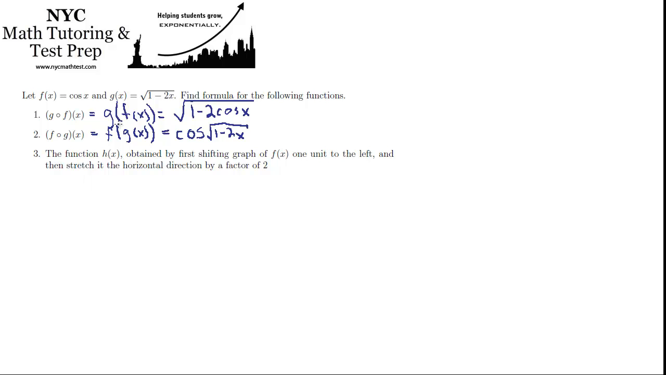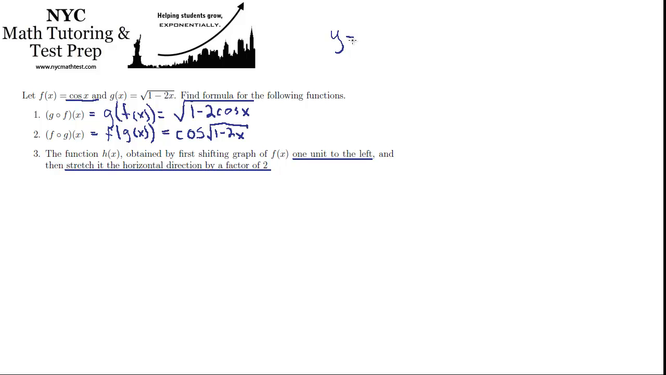Now in the third part, they want us to find the function h of x, which is obtained by shifting f of x 1 unit to the left, and stretching it in the horizontal direction by a factor of 2. So first of all, what is f of x? F of x is cosine x. So what does that look like?